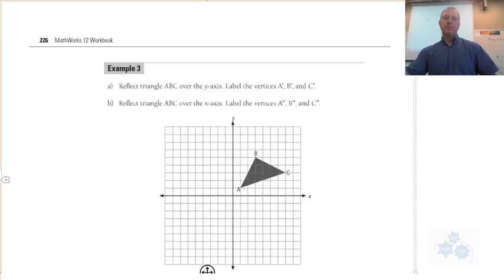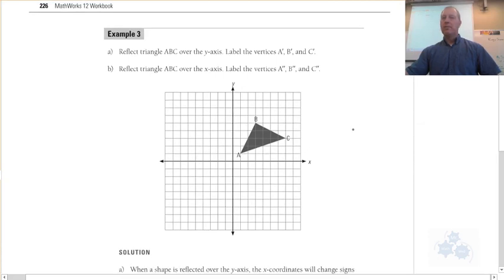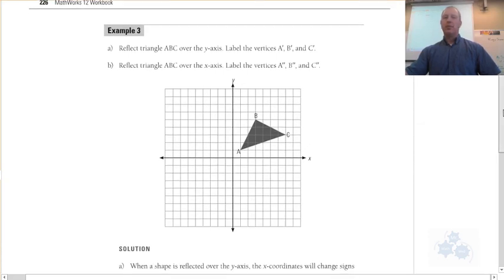When you're done that, I'll invite you to look here at example 3 and study example 3, which is also a reflection. And this is going to be a vertical and horizontal reflection, and we'll talk about it in a few minutes.